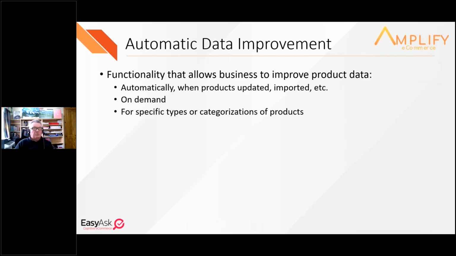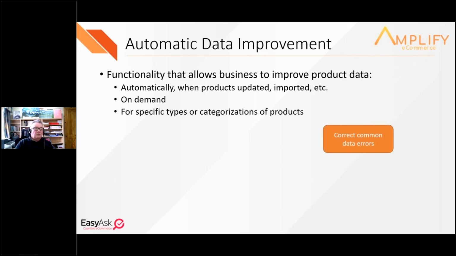Another area that I want to just highlight before we go into the demo is automatic data improvement. This is functionality that allows your business to improve the product data in lots of different ways. This can be done automatically when we import products or when products are updated. It can also be run on demand. We can limit which products are affected by different types of improvements. And what sort of things can we do?